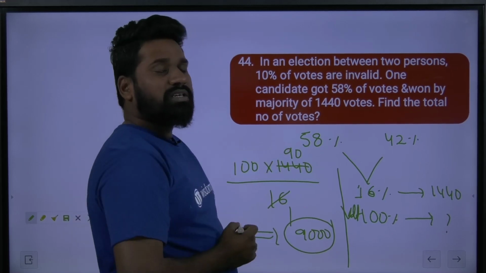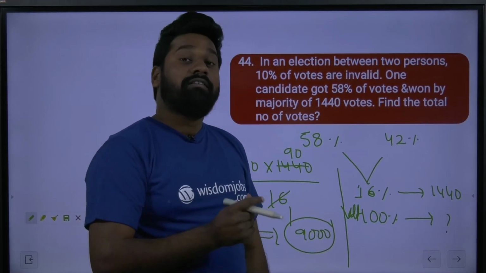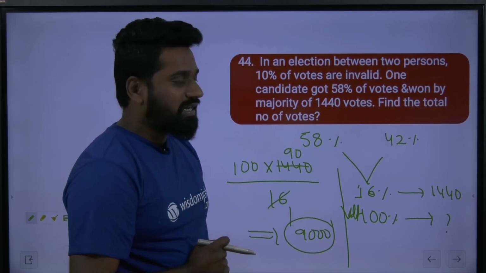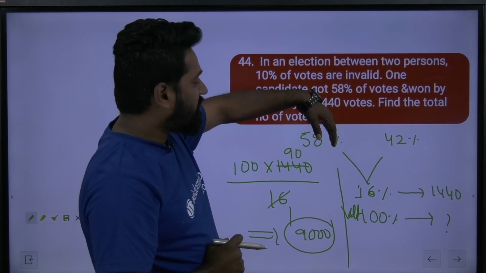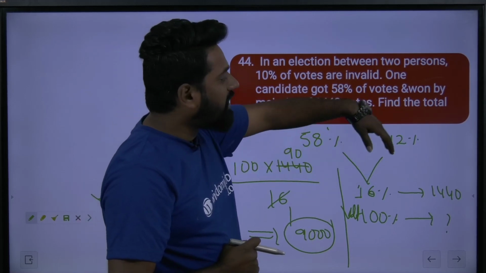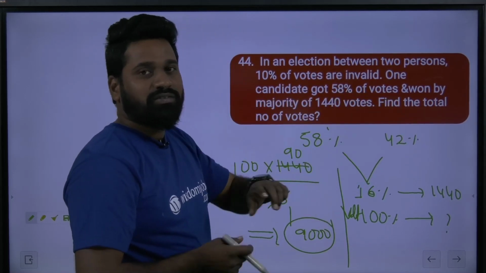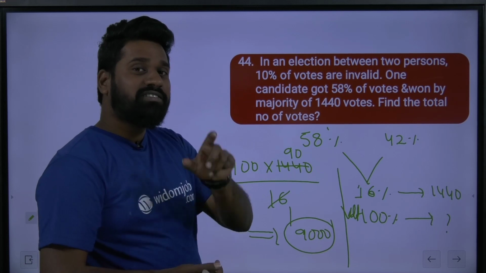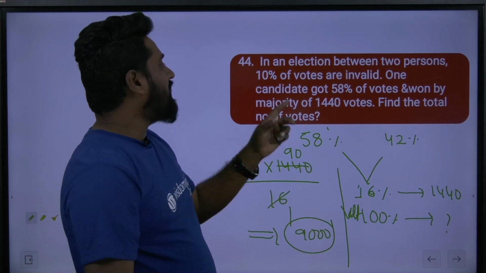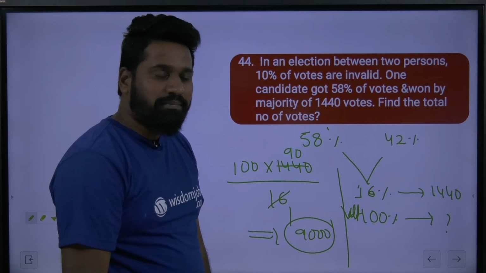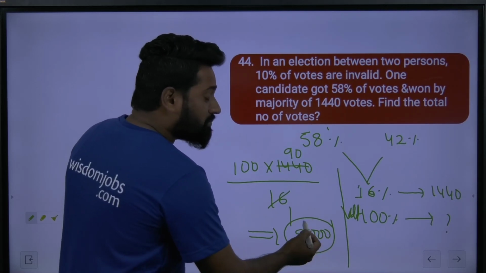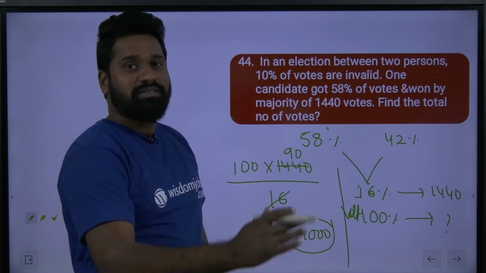So 9000 votes are what here? Valid votes, because those are used to count these persons, right? You have 58% of this 9000, and 42% of 9000 votes you got. But one statement is clearly given that 10% of the votes are invalid. That means these valid votes are represented by only 90%.